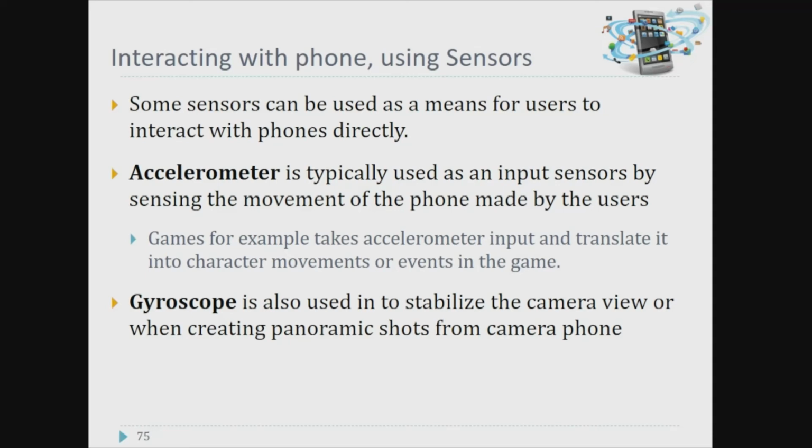So when you interact with your phone using the sensors, some sensors can be used as a means for users to interact with the phone directly. For example, the accelerometer is typically used as an input sensor by sensing the movement of the phone made by the user. For example, a game takes the accelerometer input and translates it into the character's movement or event in the game. And the gyroscope is also used to stabilize the camera view when you want to take a picture, when you're creating a panoramic shot with your camera phone.